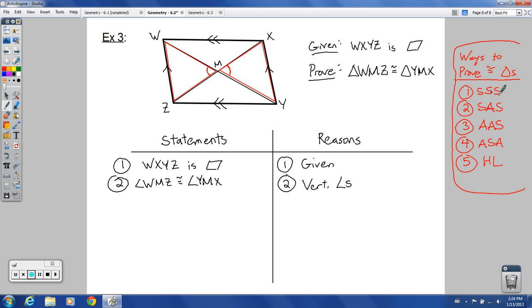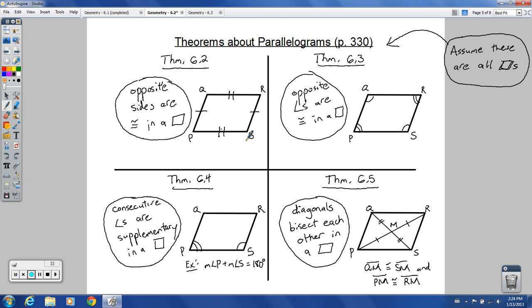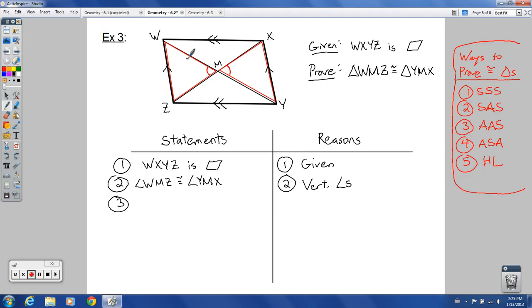To me, it looks like we aren't going to be using side, side, side, and probably not hypotenuse, leg either. I don't see necessarily right angles in any of these. And I have an angle already, so side, side, side is probably not what I'm going with. There's a couple of ways we could do this, actually. We can use theorem 6.5 and say that the diagonals bisect each other. So one way I could do this would be to just draw in a mark here and here, and then 2 marks here and here, and use side, angle, side.